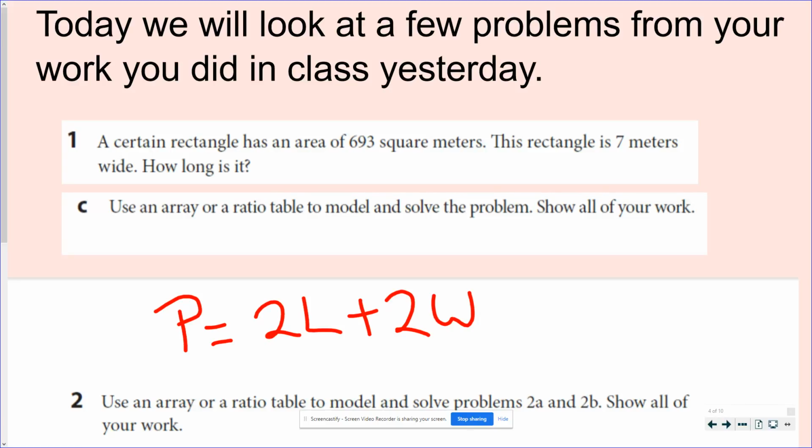And that's wonderful if we just have our dimensions. But in our problem today, we only have one dimension and they give us the area. So that means we're going to have to do a little bit of division.